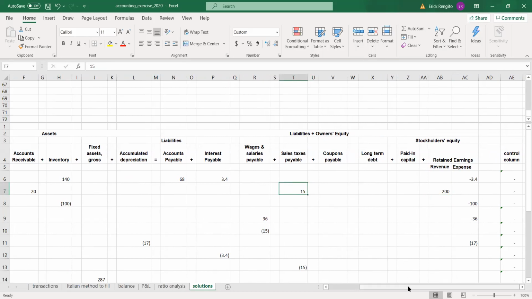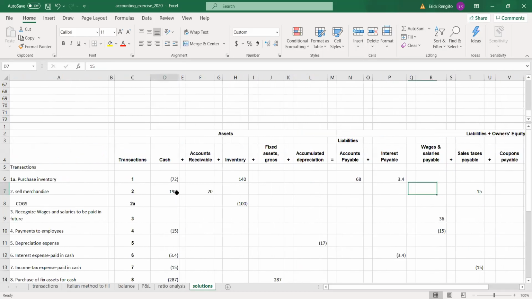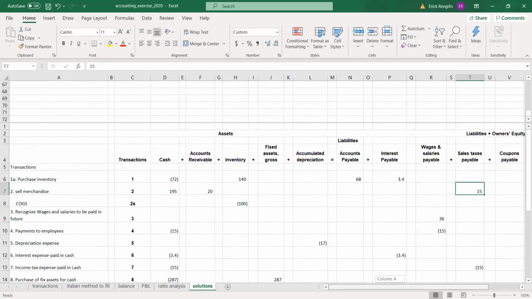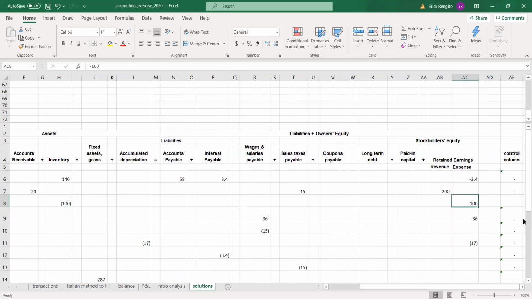Sorry, no. No, the sale is 215. That's correct. So 200 is mine and 15 is from the government. Someday I will pay this 15. I don't know if I pay this in the future, but I should pay it. Make sense to you guys? Yeah. Okay, perfect. Oh, and this has a cost of goods that is 100. And of course, the 100 goes immediately here, as an expense for this transaction.